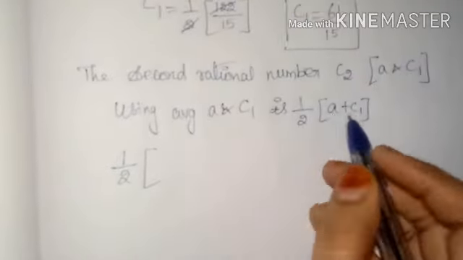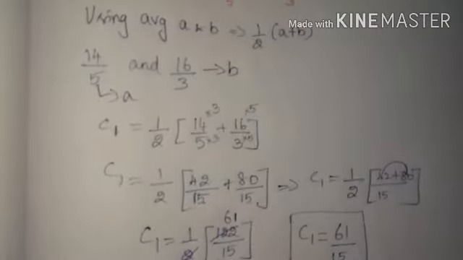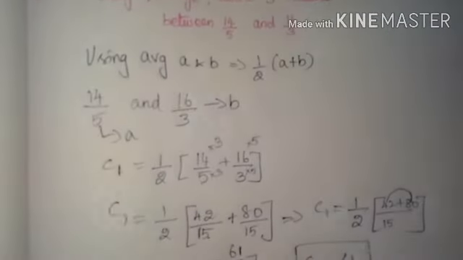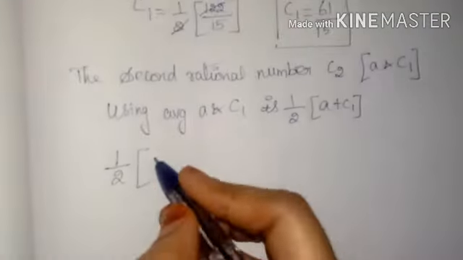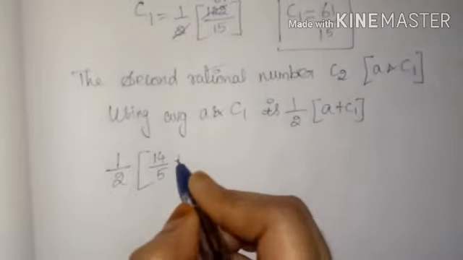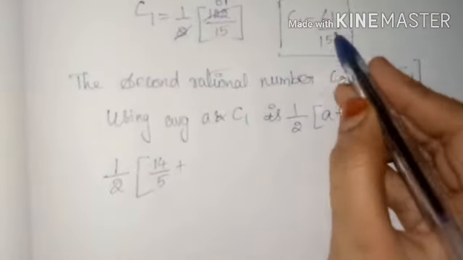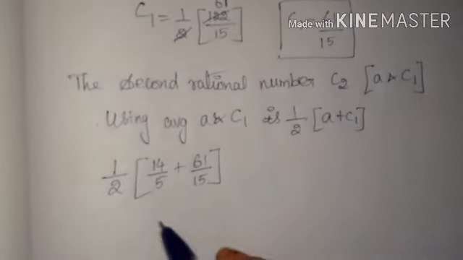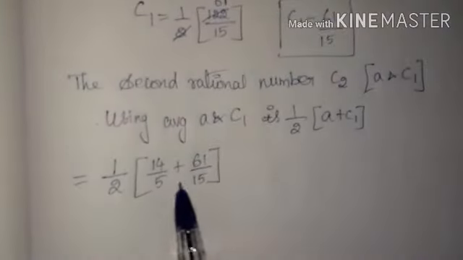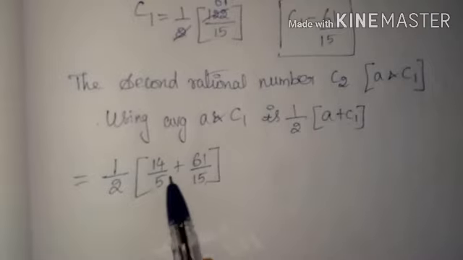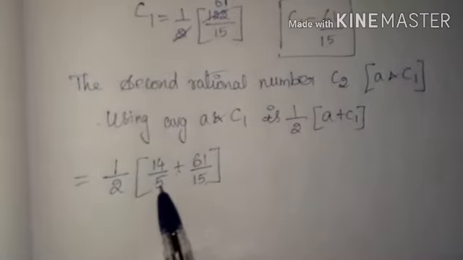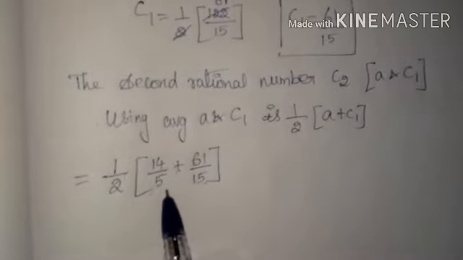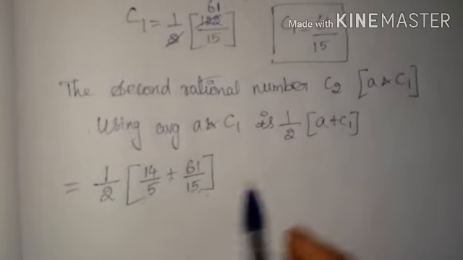Okay, right. 1 by 2. What is the value of A? A is nothing but our 14 by 5. So 14 by 5 plus C1 is 61 by 15. What I told in the previous step: the denominators should be the same in addition of fraction terms. If they are different, we have to make them the same. So we can take the LCM of both.